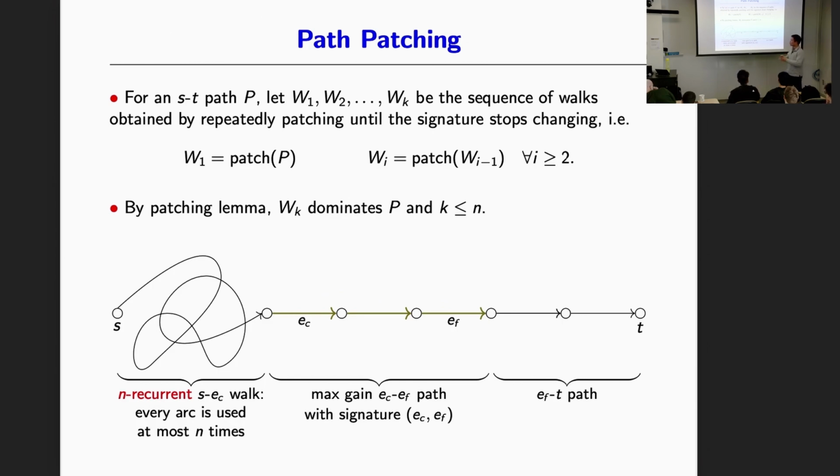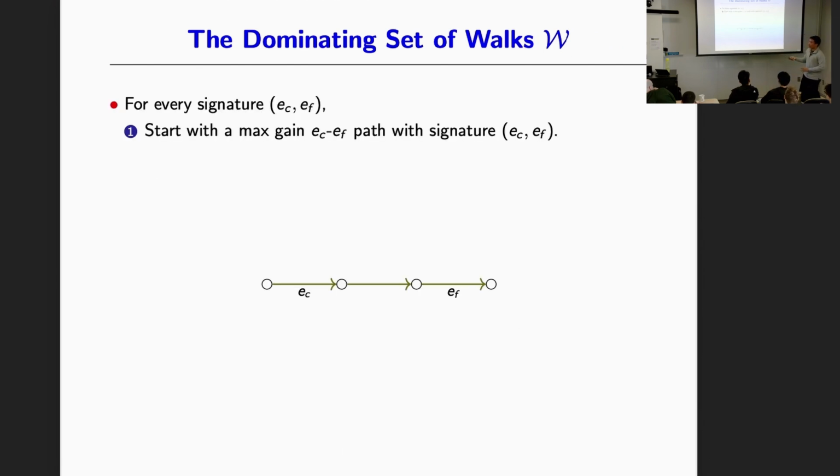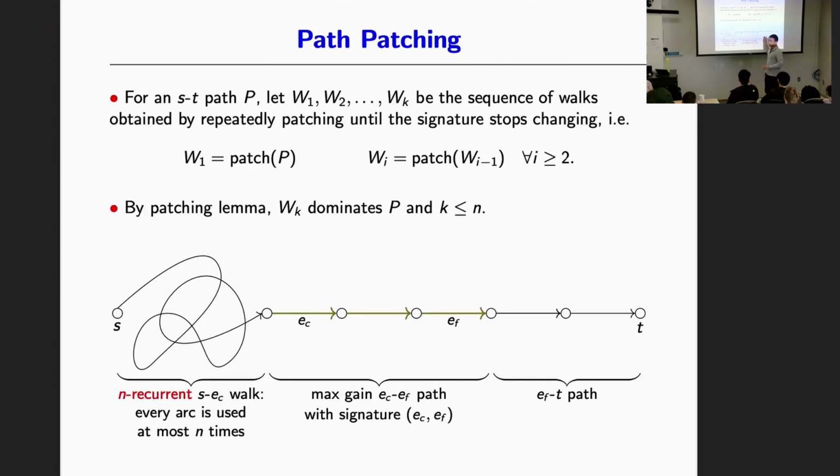So we know that when we start from an ST path and perform this patching operation, we're going to end up with such a structure, an ST walk given by such a structure. This motivates our construction of the dominating set of walks. Essentially, for every signature, we're going to construct a walk that looks like this.